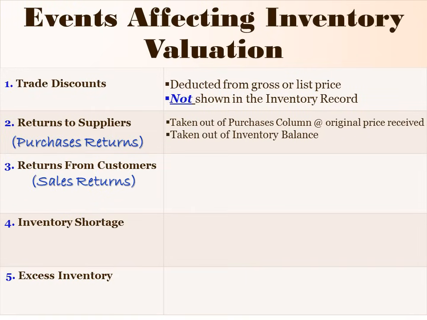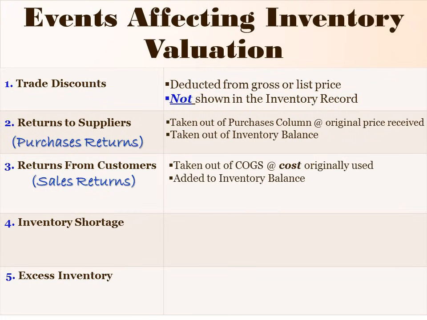And it means also that the cost of goods sold column is going to go down, because remember, when we sold them, we took them out, we reflected them in the cost of sales column. So now that they have come back to us, we have to take them out there. And we would need to add them back to our inventory. So we take them out of cost of sale at the cost at which they were sent, and we add them back to our inventory balance. That is the cost side.